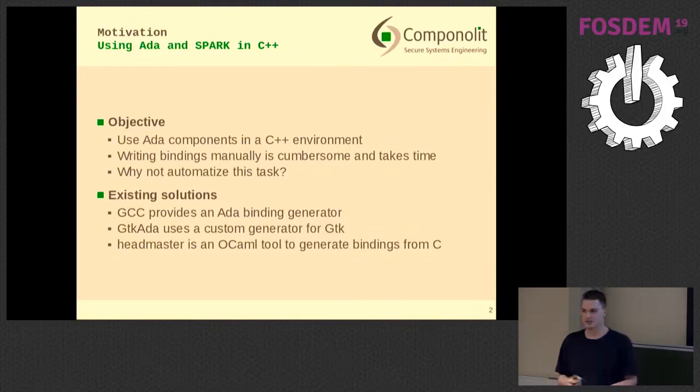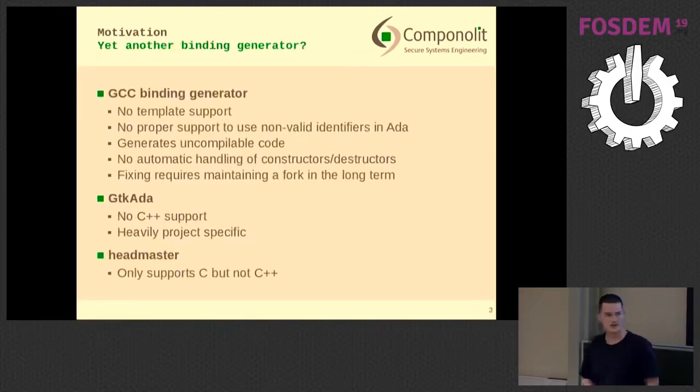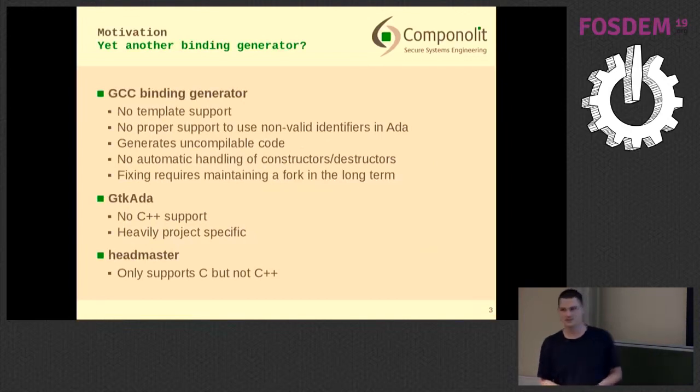And there are already existing solutions. So the GCC provides a binding generator. GtkAda uses a binding generator for their GTK code. And also there's a project on GitHub called Headmaster, which generates bindings for C code. So why do we want to reinvent the wheel? Well, all of these solutions have drawbacks that we need to overcome.